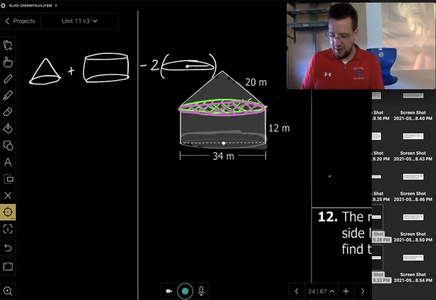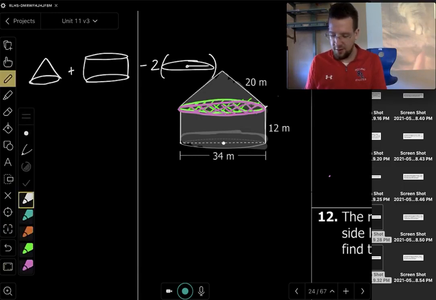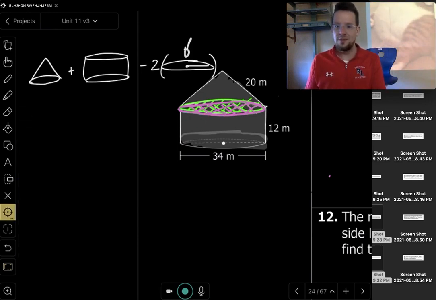Okay, so you'll notice that what I said is that we can find the surface area. We'll have to add these two together, but then we're going to subtract these two circles. The reason is because when we put these two figures together, that's no longer on the surface. Surface area is the area around the surface.